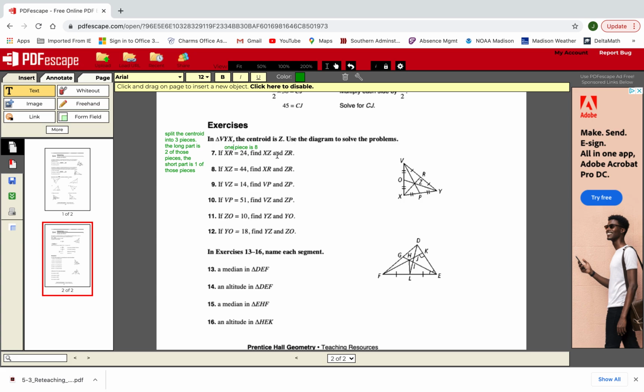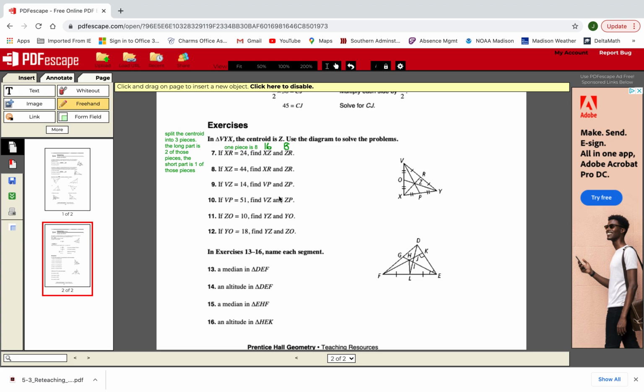So if I'm looking for XZ, I can see that XZ is the longer portion. The longer part is 2 of those pieces. So then XZ is going to be 16. And ZR is the shorter piece. The short piece is 1 of the pieces. One of the pieces is 8. Okay, so XZ is 16, and ZR is 8. And you can see that 16 plus 8 does in fact equal 24, and XR, this whole thing, is 24.